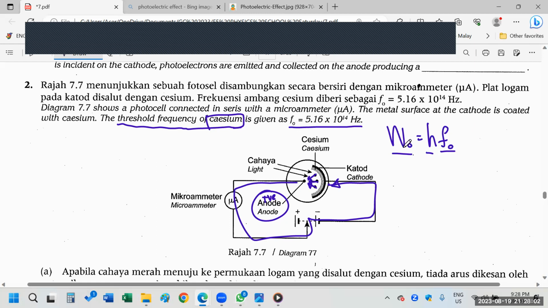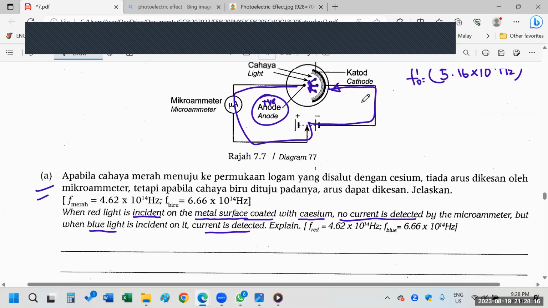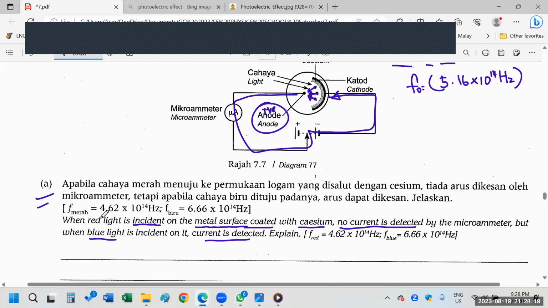Okay, so this f naught would be 5.16 times 10 to the power of 14 hertz. Okay, f naught. Then look at this. Red light has this frequency, blue light has this frequency. Can anyone tell me why when red light shines on cesium, no current is detected, meaning no photoelectric effect, but when blue light is incident on it, the photoelectric current can be detected?